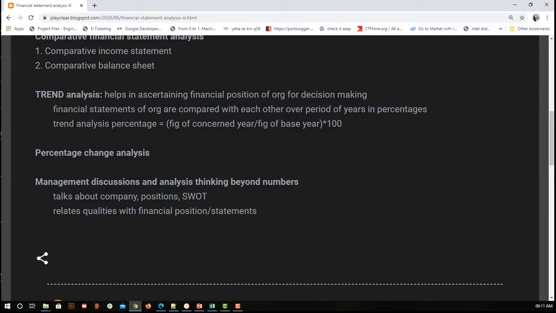Now the next point is management discussion and analysis, thinking beyond numbers. As I've told you previously, every company will have an annual report generated. In that annual report, a company gives a good amount of description, as close to reality as possible. Whatever they are saying will be written in terms of numbers in the financial statement.